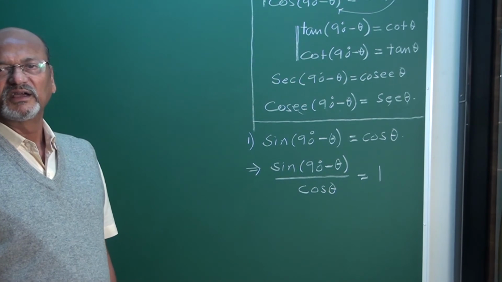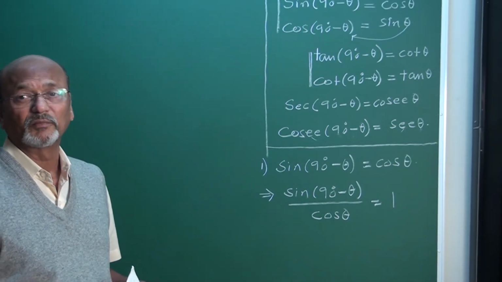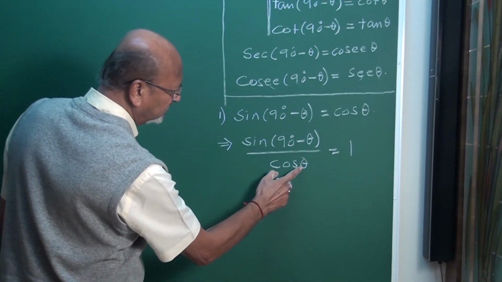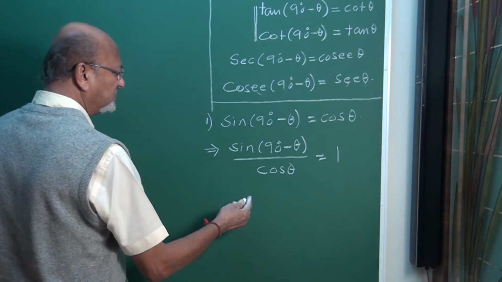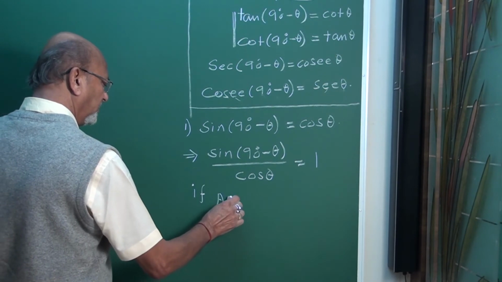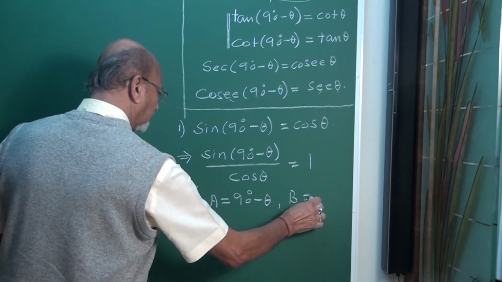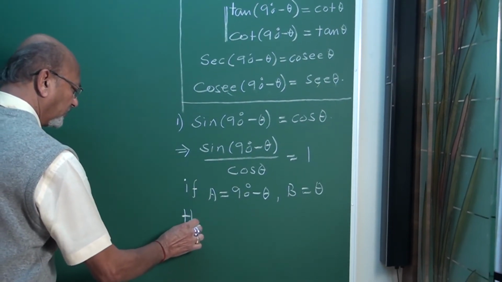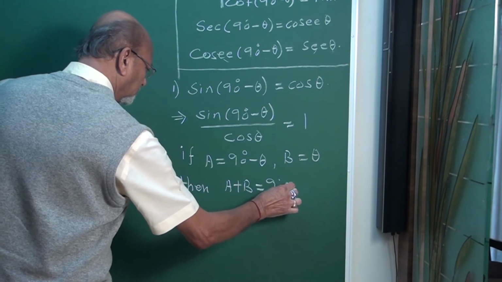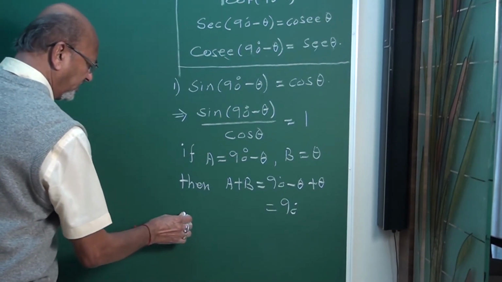Yes, my friends, here you get one wonderful result. In general, not only for 10th, you must always remember this. What is it? 90 minus theta plus theta, the sum is 90 degrees. In general, if A equals 90 minus theta and B equals theta, then what is A plus B? A plus B is 90 minus theta plus theta, which is 90 degrees. Therefore, you can get one wonderful result.